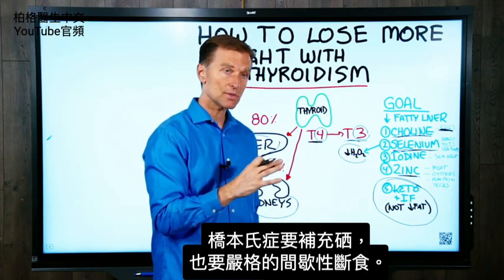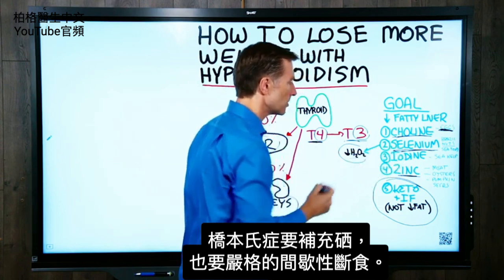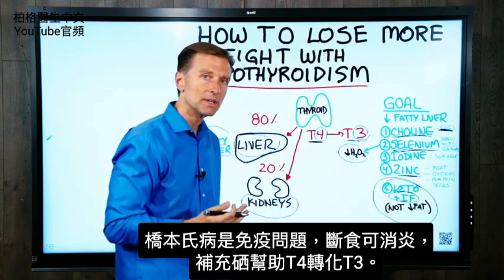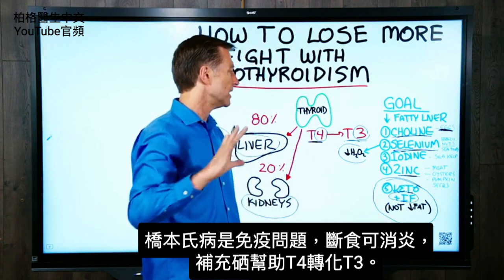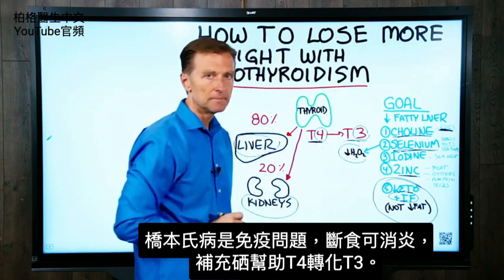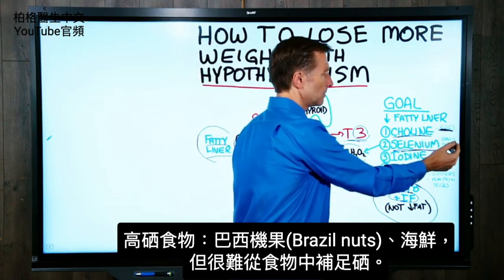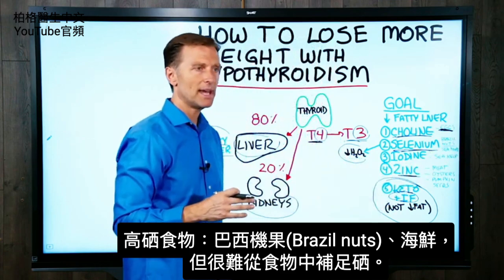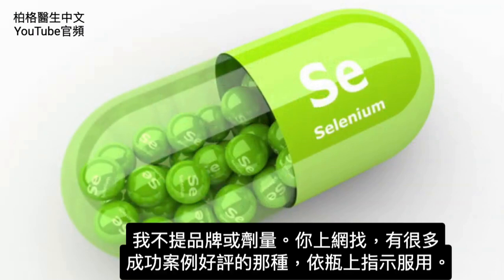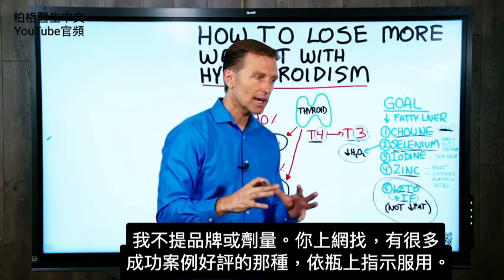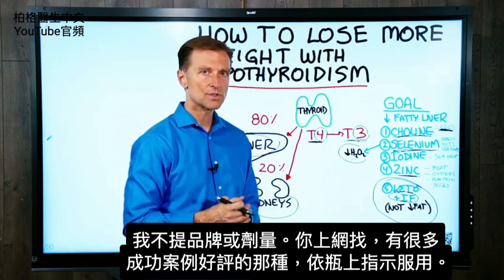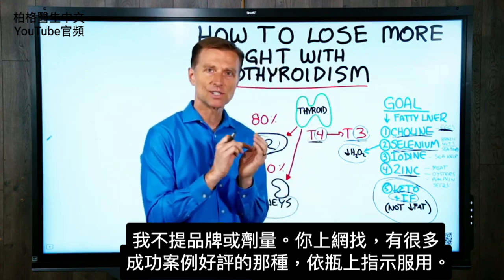Okay, so if you have Hashimoto's, you want to take some of this as a supplement, and you also want to do more strict intermittent fasting. That's going to drop the inflammation because Hashimoto's is more of an immune issue, okay? But it's also involved in the conversion of T4 to T3. Yes, there's foods high in selenium like Brazil nuts and seafood, but I don't recommend trying to get all of your selenium from foods if you're deficient. You want to take it as a supplement. Now, I don't want to get into the brands or dosages. I would just look online for something that looks like it has a lot of good feedback from other people that are getting good results with it, okay? And then follow the directions on the back of the bottle.